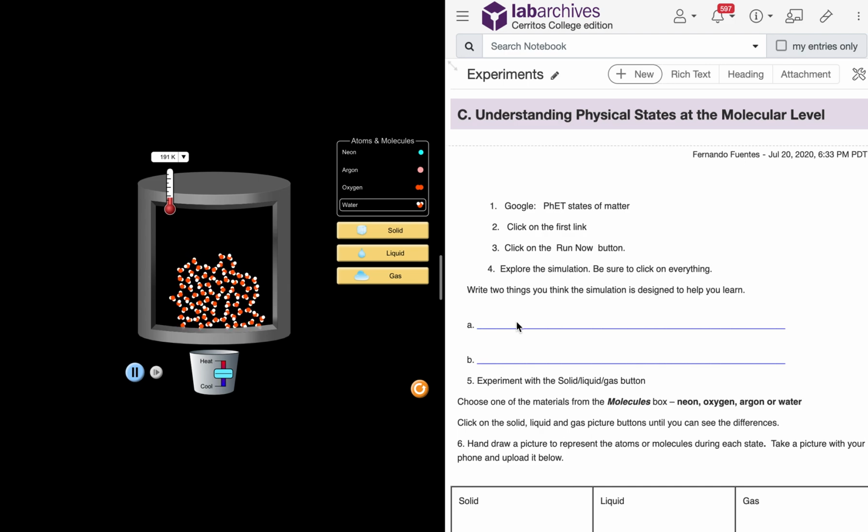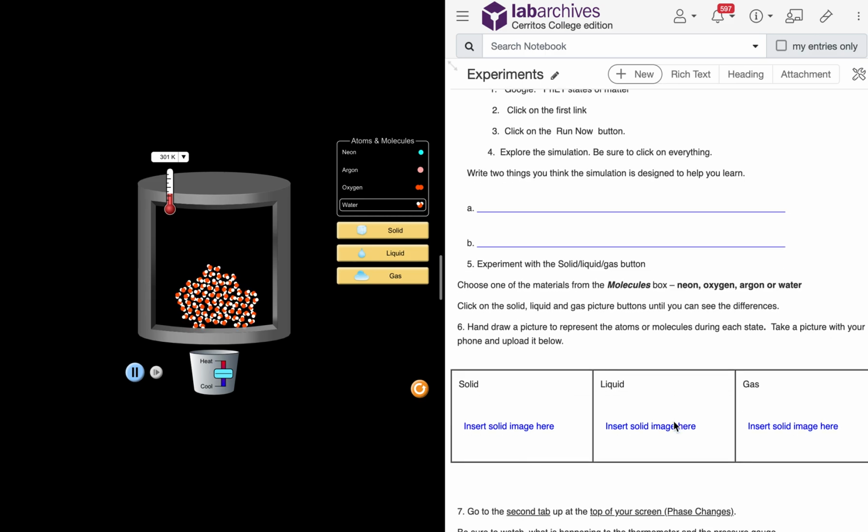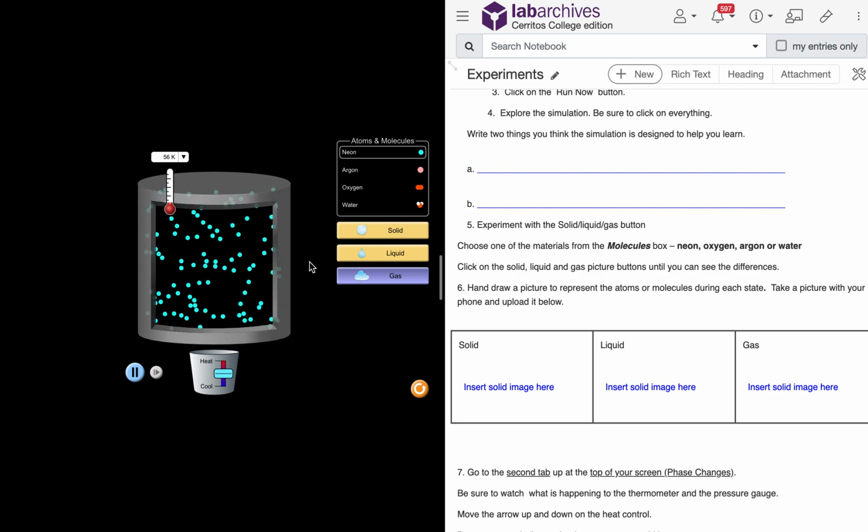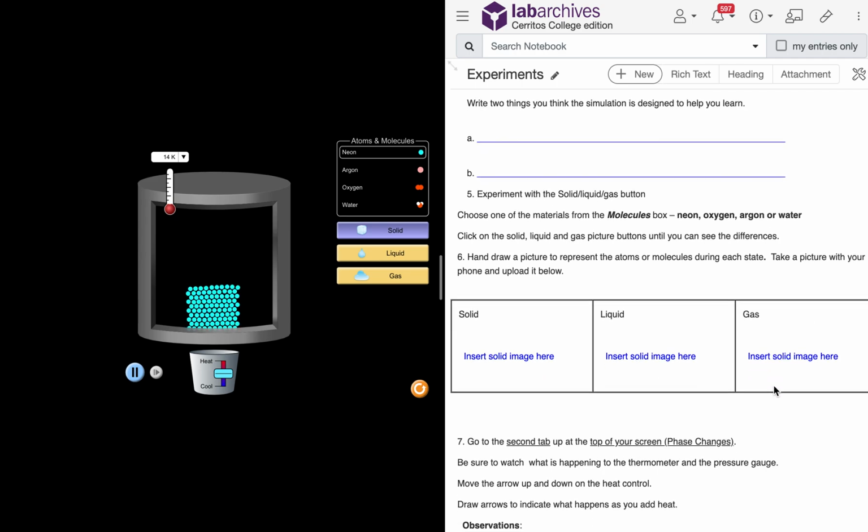So two things. The simulation is designed to help you learn the effect of heat on the motion of the particles. So you're gonna observe three of these: the solid, the liquid, and the gases. You're gonna compare what difference between solid, liquid, and gases. So as you can see, for example, let's pick the neon. When it's gas, the distance between one particle to the other particle is very long. But when it's liquid, the distance is a little bit closer. But when it's solid, it's even closest. So the particles are closest over here in the solid, closer in the liquid, and they have more distance in the gas phase.